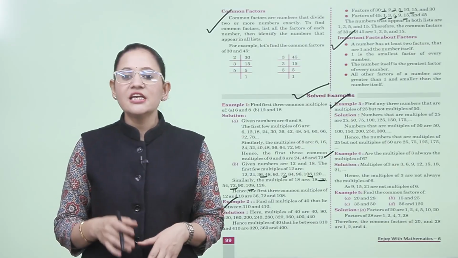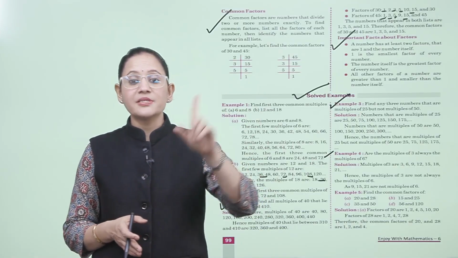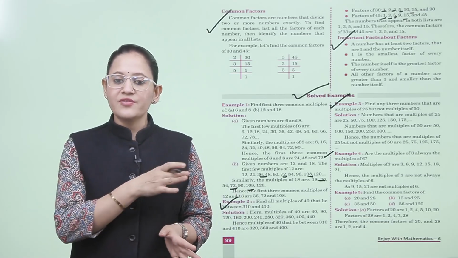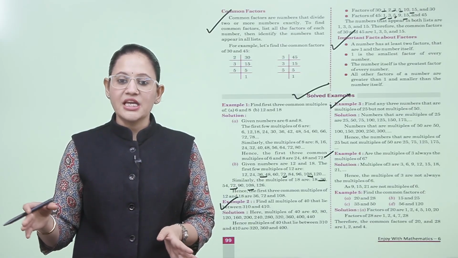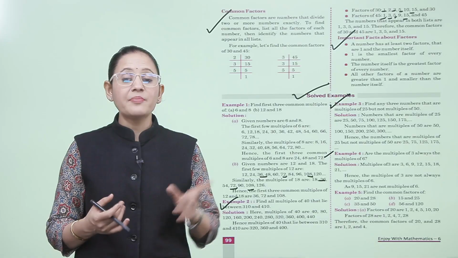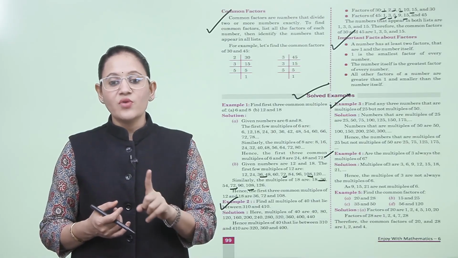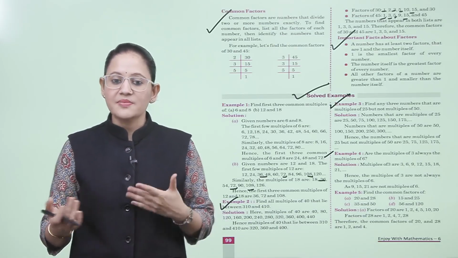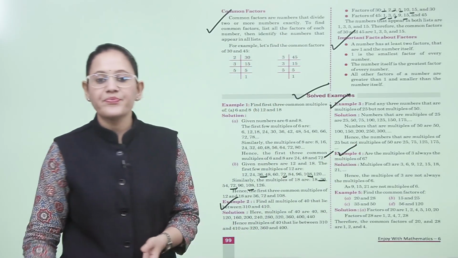Find any three numbers that are multiples of 25 but not multiples of 50. So we will write the multiples of 25. Now we'll write the multiples of 50. Hence the numbers that are multiples of 25 but not multiples of 50 are 25, 75, 125, 175, which are not in the table of 50. Clear? Next example, example 4.